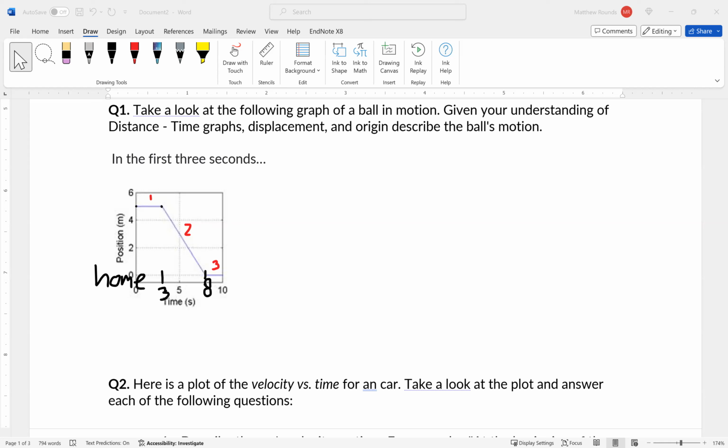So, you're saying you want me to do a sentence for the first 3 seconds? Can't I just say for the first 3 seconds the ball hasn't moved? Yes, that's all you have to say. We're going to write 3 sentences, one for the first 3 seconds, then for the next 5, then for the last 2 seconds. All right, there we go.